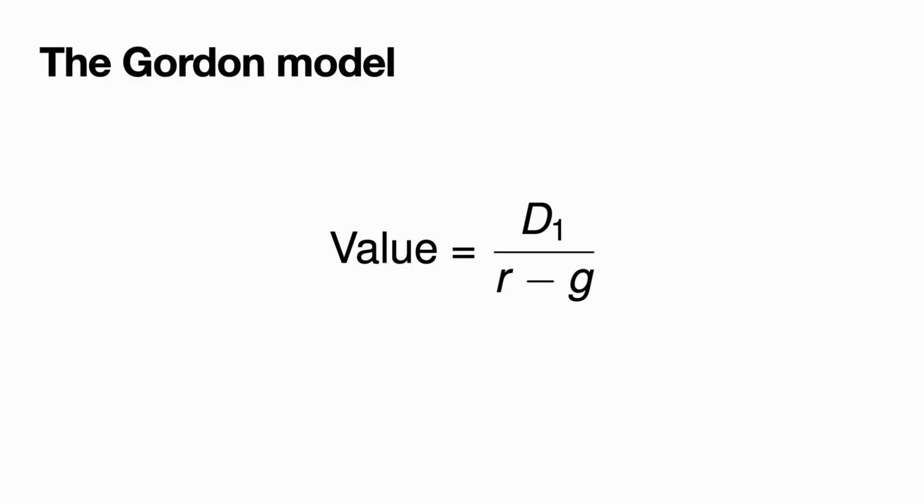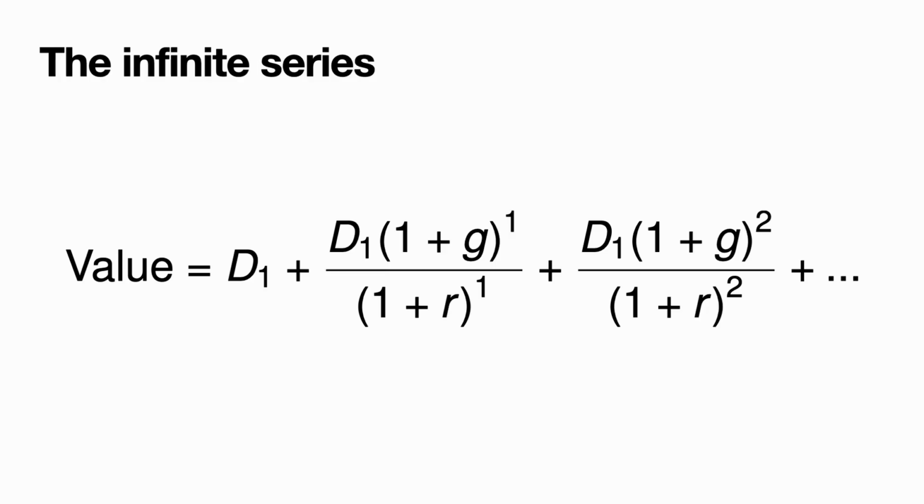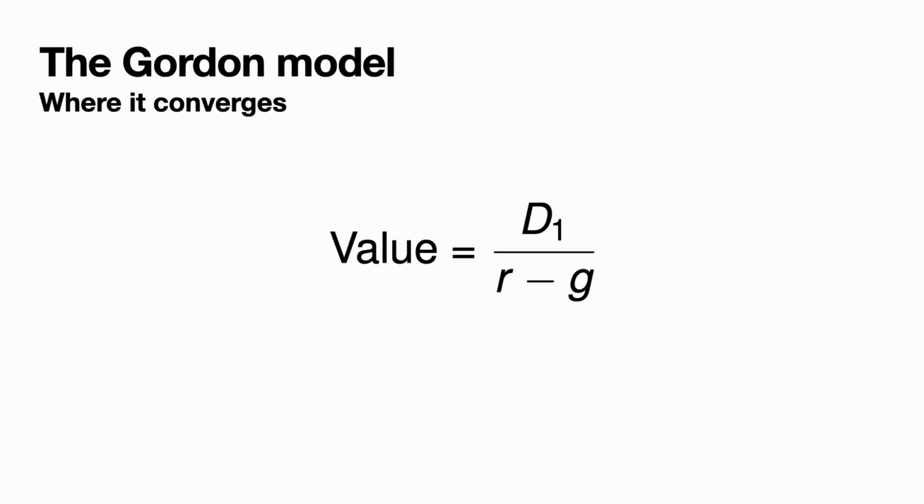But how do we get this formula? It looks like magic. It's actually based on an infinite series. Imagine dividends growing at a rate G every year. The present value of all future dividends is like summing an infinite geometric progression. If the required return R is greater than G, the series converges to D1 divided by R minus G. That's the Gordon growth model.